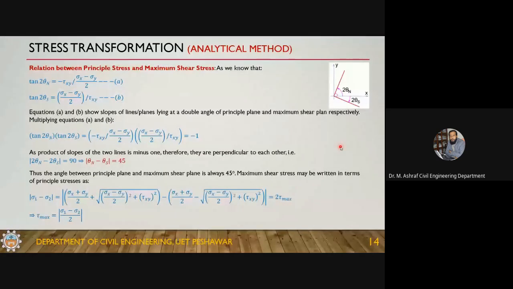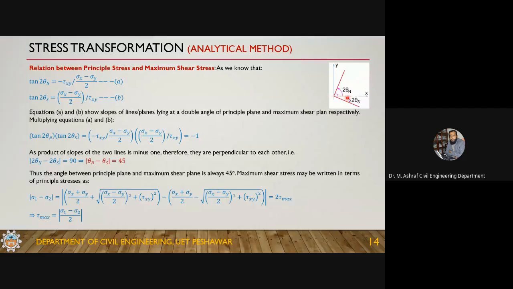Okay, now the relation between principal stress and maximum shear stress. Is there any relation between the two or not? Is there any relation between the planes? We know that tan 2θn is equal to this one and tan 2θs is equal to this one. Now equations A and B show the slopes of lines or planes lying at a double angle of the principal plane and the maximum shear stress plane. This is a line, this is not the plane. The plane is here, at θn.